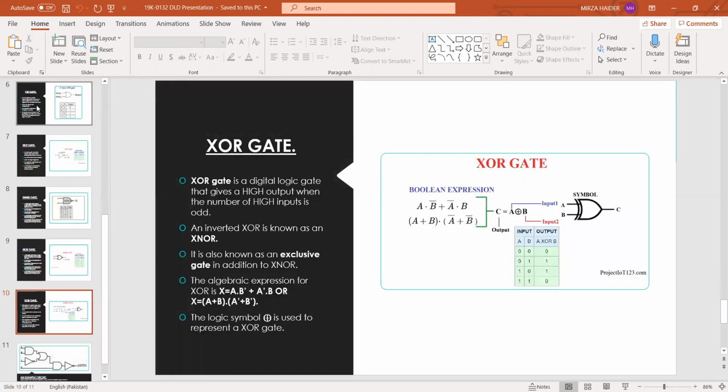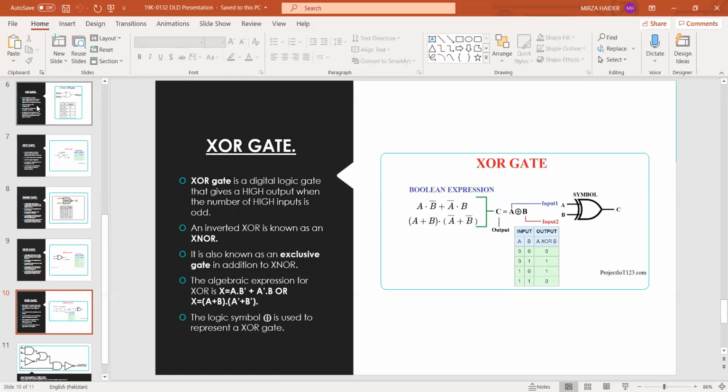So the next gate that we are going to discuss is the XOR gate, or exclusive OR gate. The XOR gate is a digital logic gate that gives a high output when the number of high inputs is odd. An inverted XOR is known as an XNOR. It is also known as an exclusive gate in addition to XNOR. The algebraic expression for a XOR is X = A·B bar + A bar·B, or X = (A + B)·(A bar + B bar).